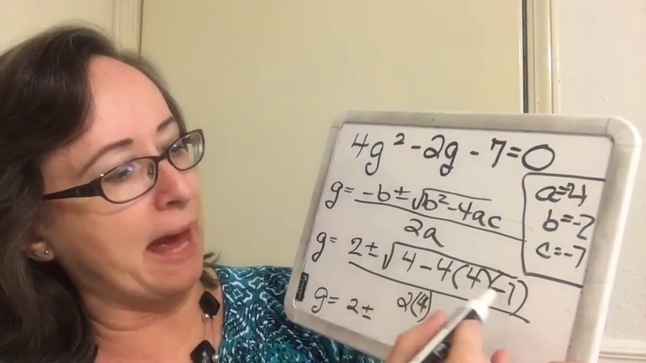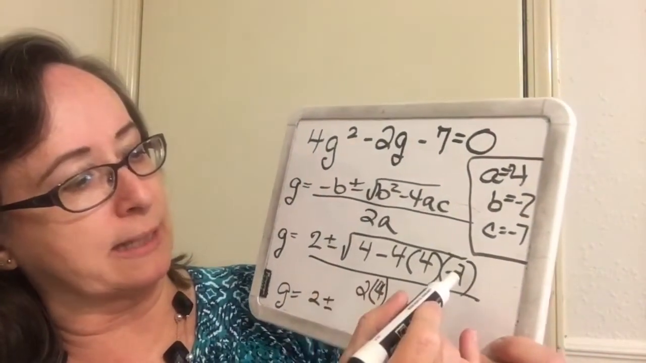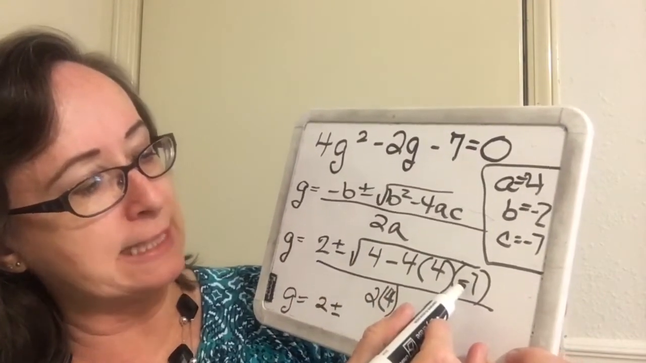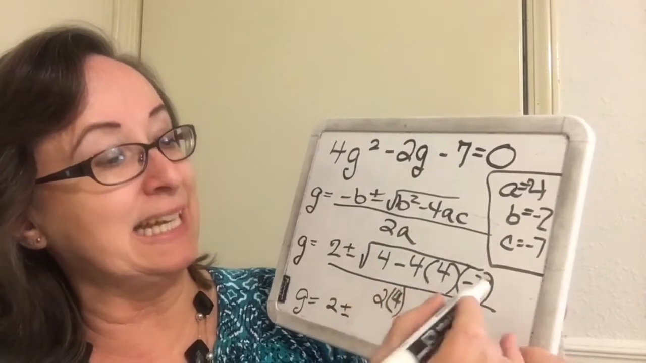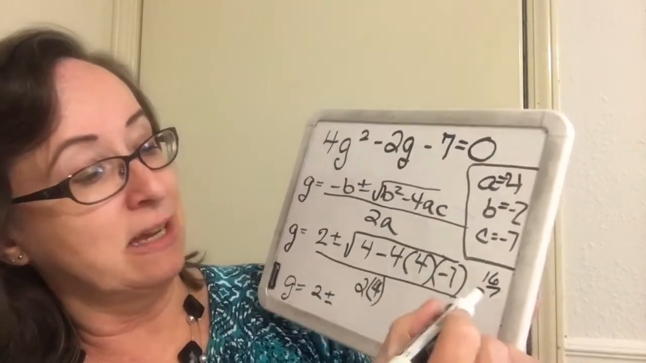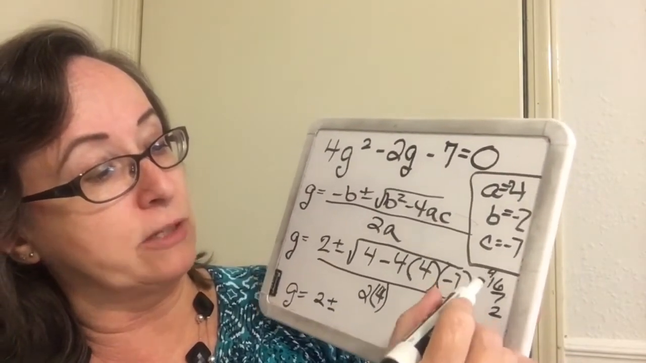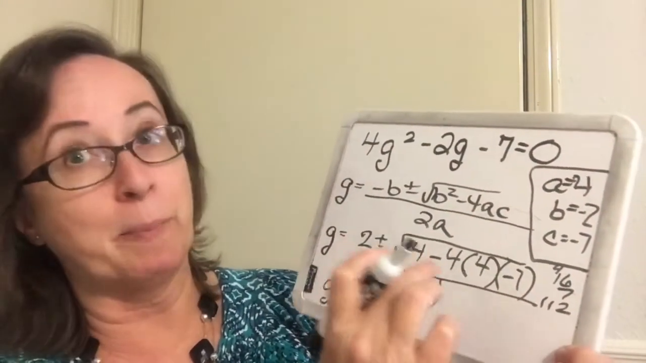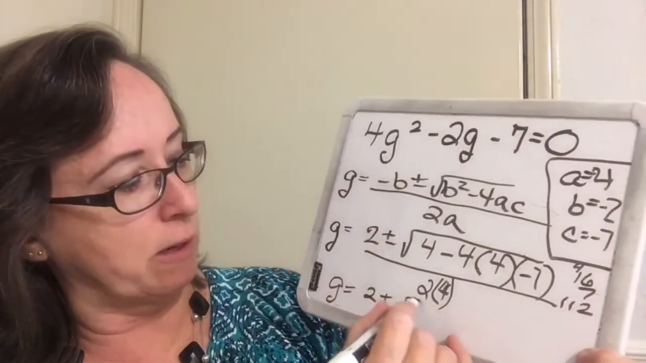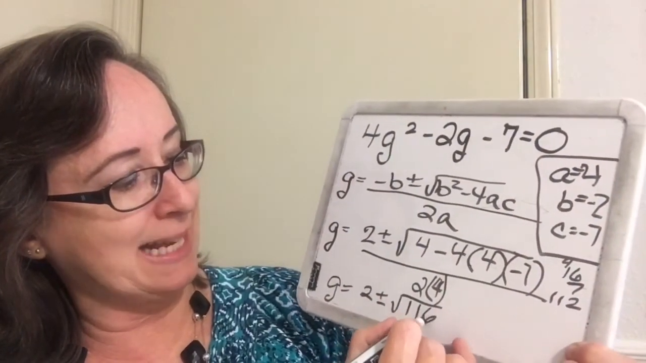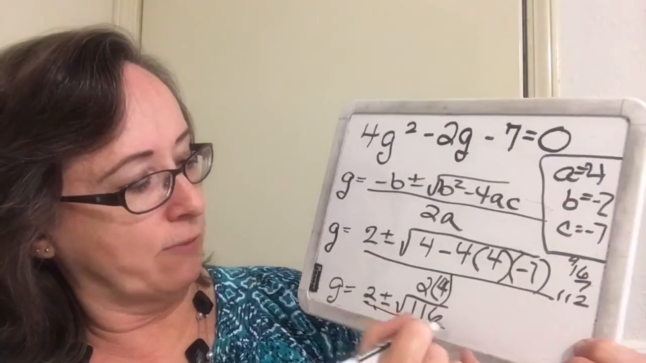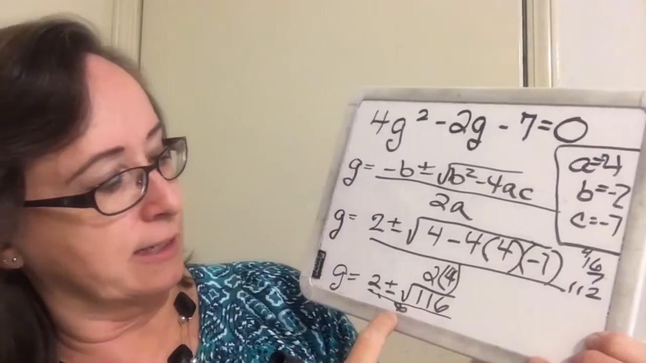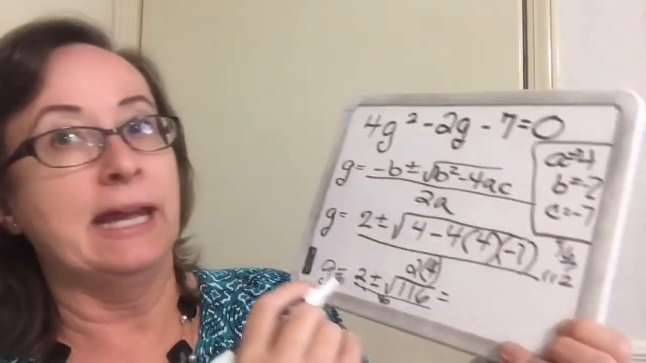Now, this whole back side here is 3 products, 3 things multiplied together. A negative times a negative is going to be a positive. And I have a 16 times a 7, which is going to be 112. So I wind up with 4 plus 112. So I'm going to have the square root of 116, all divided by 8. So I have an 8 in the denominator.